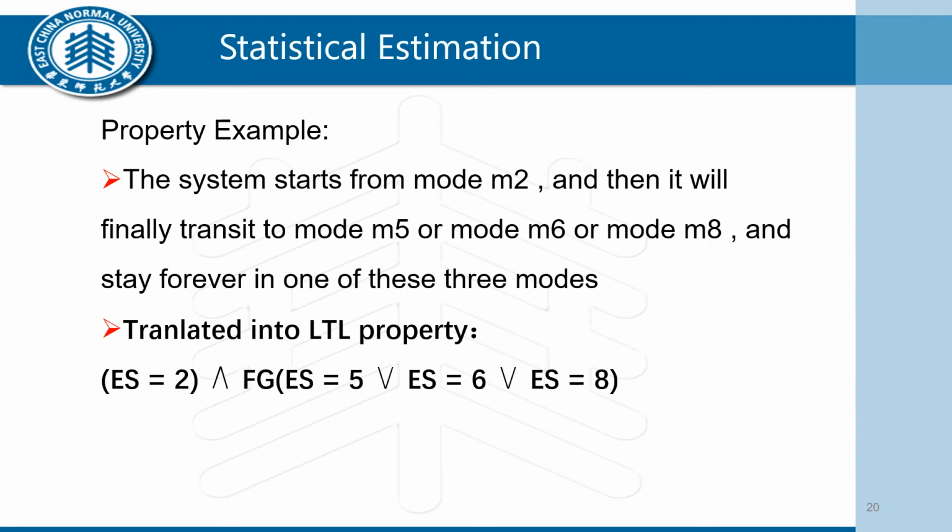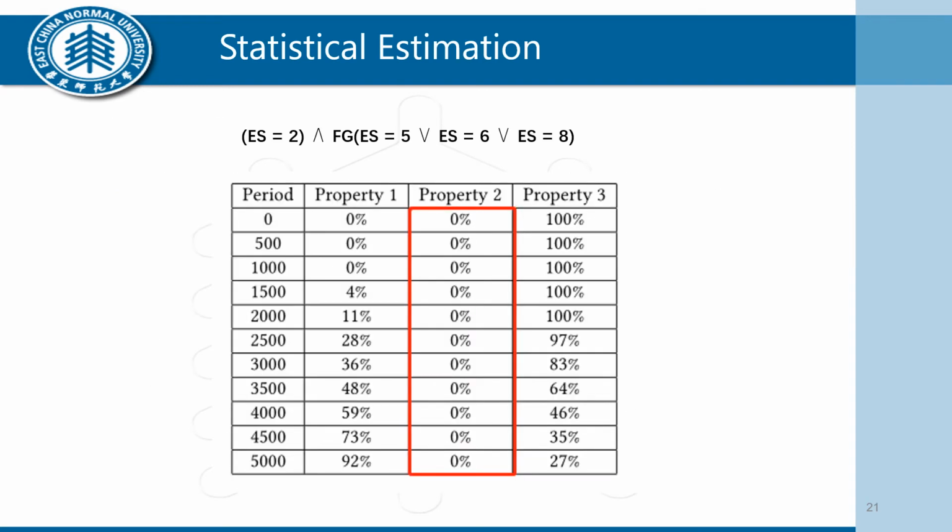For example, if the system should satisfy a property like this: the system starts from the mode M2 and then it will finally transit to mode M5 or mode M6 or mode M8 and stay forever in one of these three modes. To check this property, we first translate it into an LTL property, and then our approach can verify whether the system satisfies this property. In our method, this property is never satisfied in any execution path.